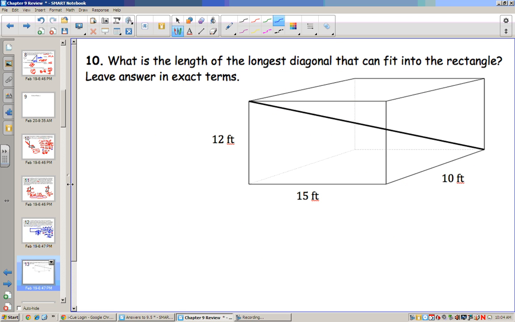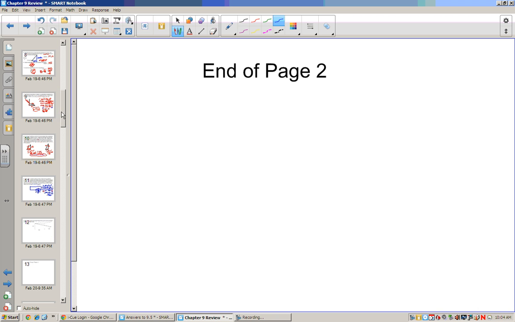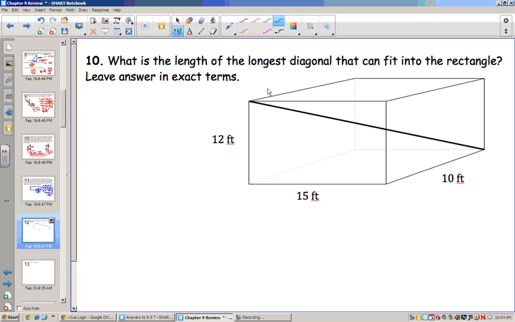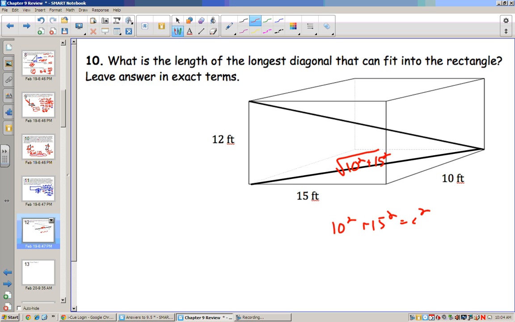All right, number 10, we have a three-dimensional box. So if I want to find this diagonal, we can use the Pythagorean theorem for 3 dimensions, or we can find this distance here by using the Pythagorean theorem down here. 10 squared plus 15 squared equals c squared, and square root it. So this is the square root of 10 squared plus 15 squared, whatever that is. Now to find this hypotenuse, that makes a right triangle over here. So I'd take 12 squared plus the square root of 10 squared plus 15 squared is equal to my full distance squared.